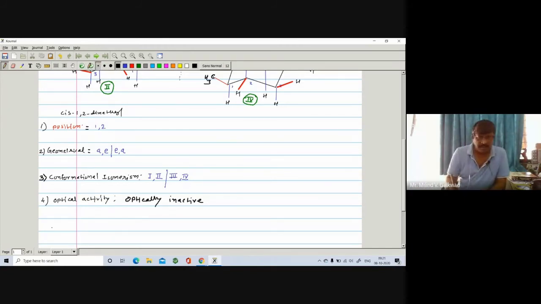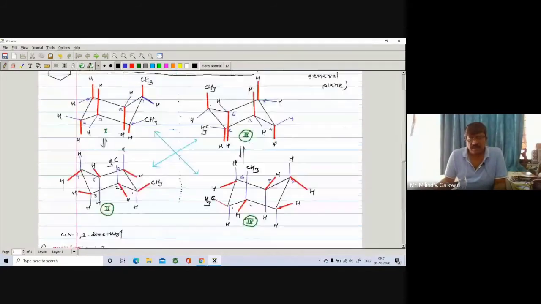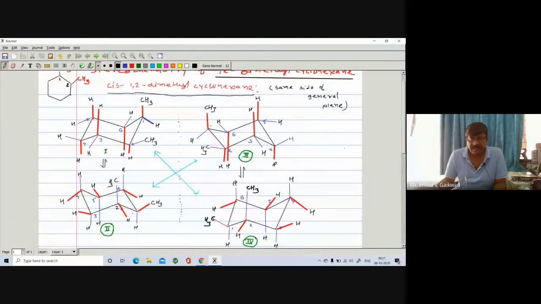Number 5, we have to see its stability. Stability in terms of energy, so relative stability. In relative stability, we have to see the energy. Now structure number one, and we can also take structure number two.